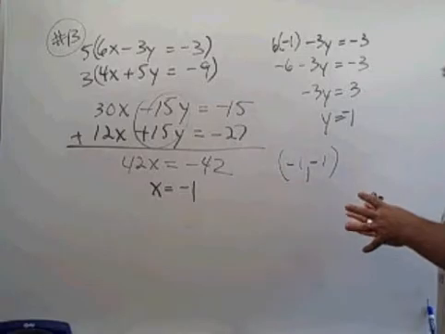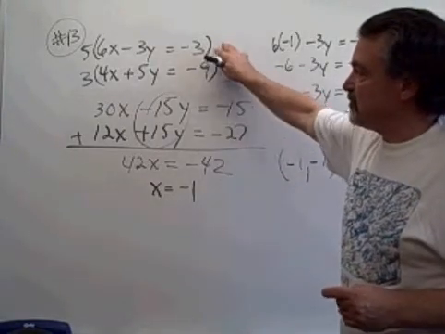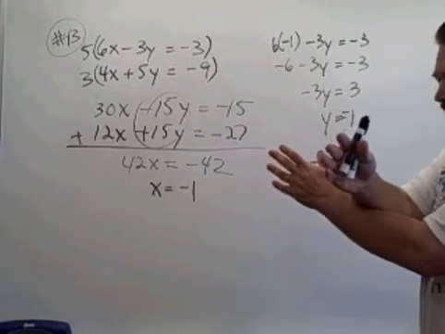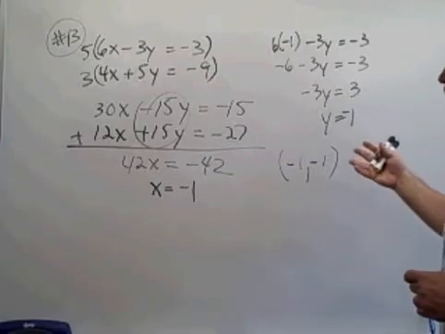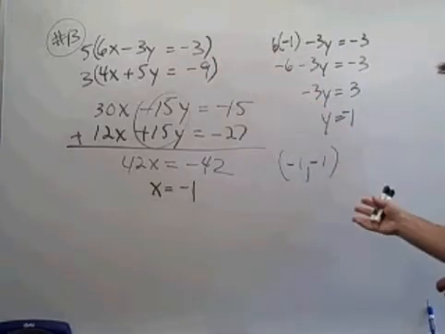And remember what that means graphically. That means if we were to graph the lines related to these equations, the lines would intersect at this point, negative 1, negative 1. Remember, that's always what the solution to a linear system in two variables represents graphically.